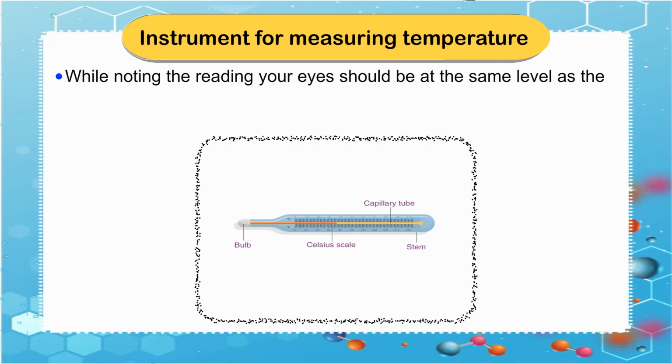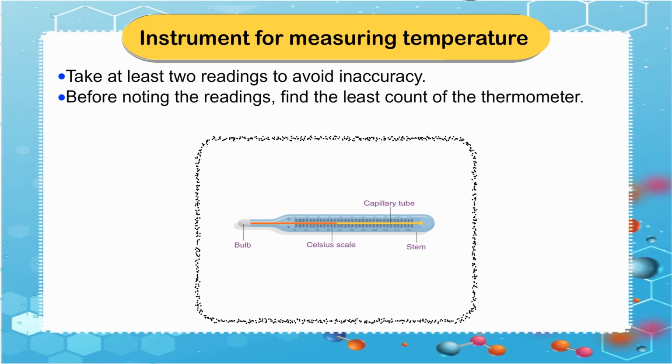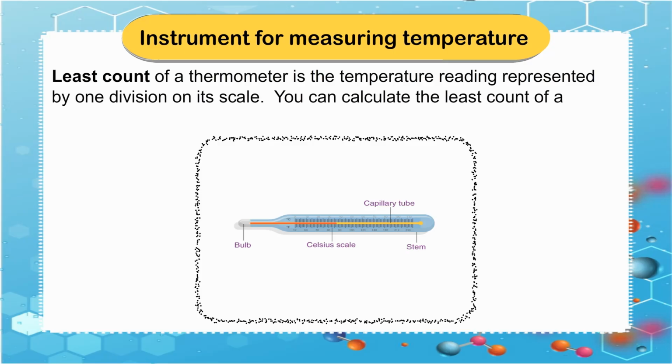While noting the reading, your eyes should be at the same level as the mercury line. Take at least 2 readings to avoid inaccuracy. Before noting the readings, find the least count of the thermometer. Least count of a thermometer is the temperature reading represented by 1 division on its scale.